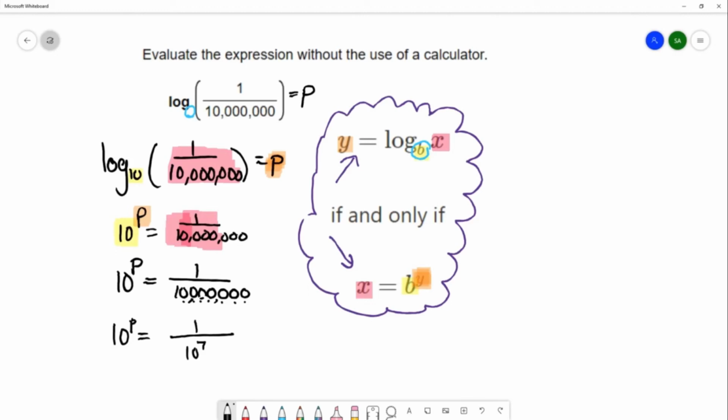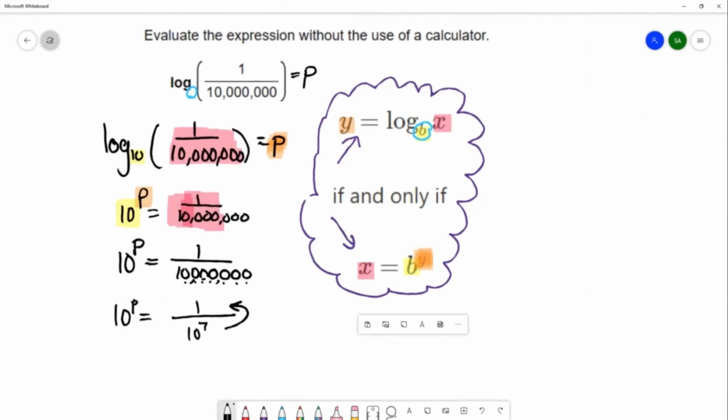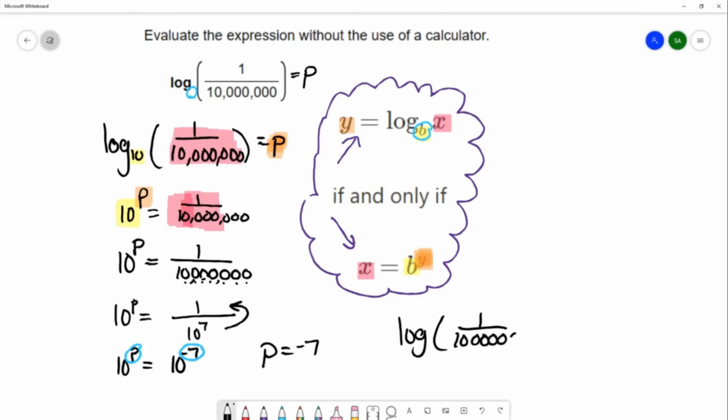And then I can move this to the numerator using one of the properties of negative exponents. That's 10 to a power equals 10 to the negative 7. And now that I have these bases being the same, I can see that the power is negative 7. So p is negative 7. And this log expression, log of 1 over 10 million, is equal to negative 7.